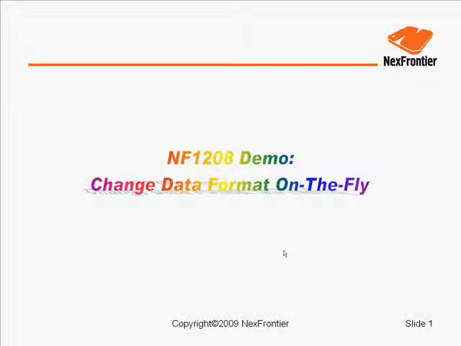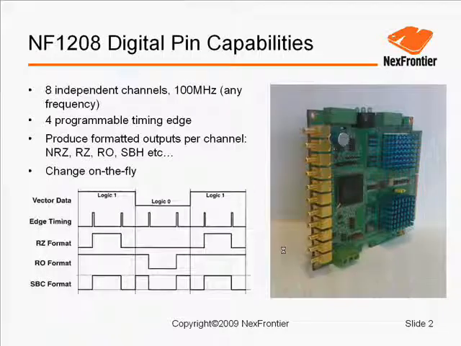In this demo, we are going to show you the capability of the NF1208 module to generate digital patterns and change data format on the fly. We know that the NF1208 digital module has 8 independent channels with up to 100 MHz vector rate at any frequency.